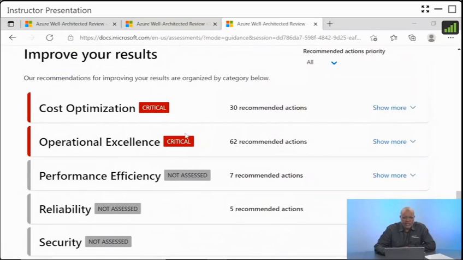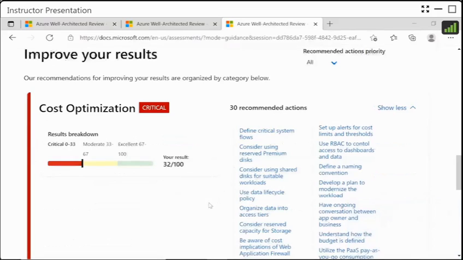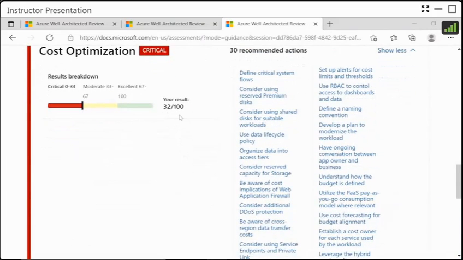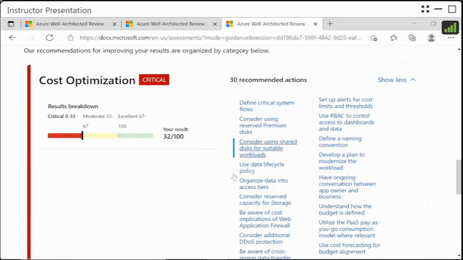And what you can see here is, even though I didn't go in and answer any other questions for performance efficiency, which I did set up in the milestone, you can see that cost optimization and operational excellence, although they're still critical, there are more recommended actions, right? There are 30 here and 62, as opposed to how those were lower numbers previously. And if I click here now to cost optimization, you can see now it's 32 out of 100. I think it was 19 the previous time. And now I've got more recommendations.